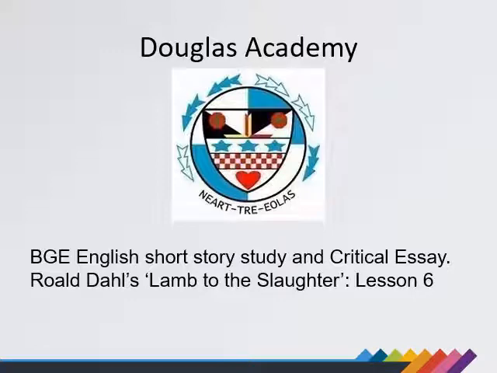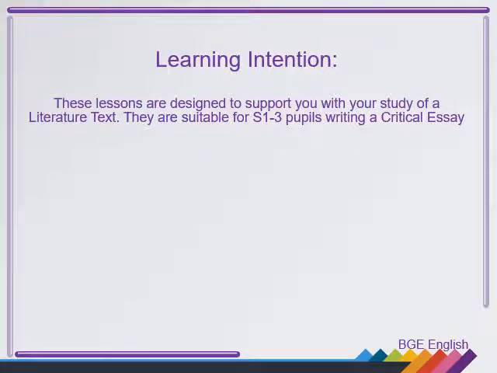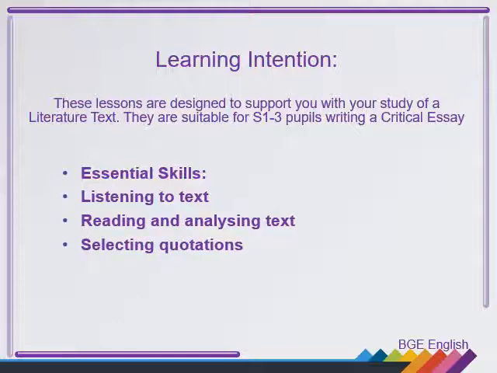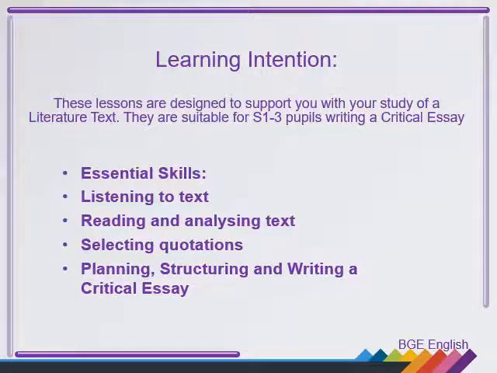We're going to be having a series of lessons on a short story called Lamb to the Slaughter by Roald Dahl, and this will lead to the writing of a critical essay. These lessons are designed to support you with your study of a literature text. They're suitable for S1 to 3 pupils writing a critical essay. We cover a number of essential skills: listening to text, reading and analysing text, selecting quotations, and planning, structuring and writing a critical essay.